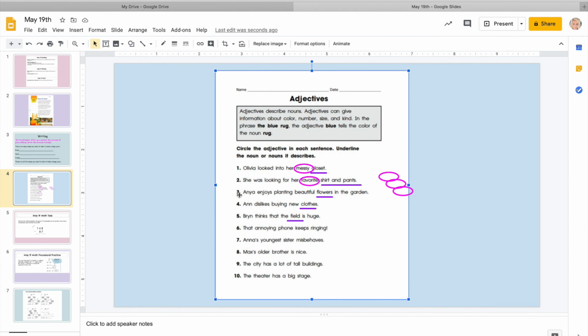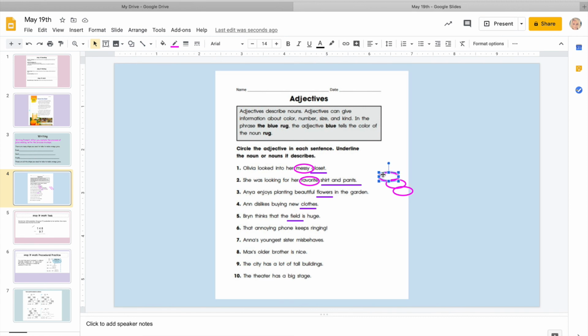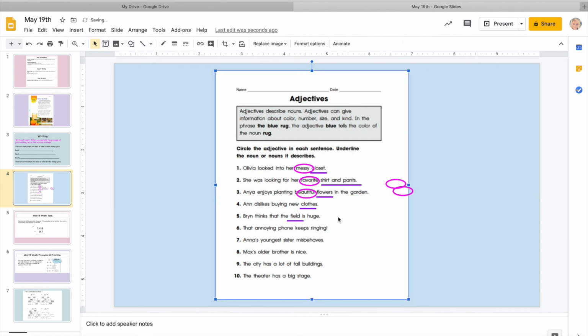Number 3, Anya enjoys planting beautiful flowers in the garden. Well, here I underlined the noun flowers, and then we need to find the adjective that is describing those flowers. And if you said beautiful, you are right, because that is absolutely the adjective that is describing that noun.